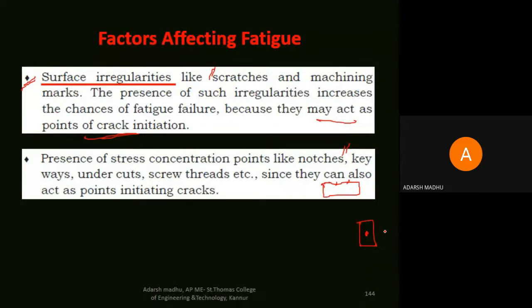So the presence of any notches or keyways, that particular keyhole will be affecting the material, or it will be acting as a stress concentration point, and the crack initiates or propagates through that point. There is a chance according to the quality of that material.